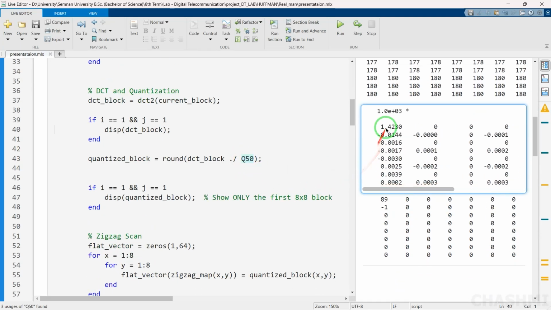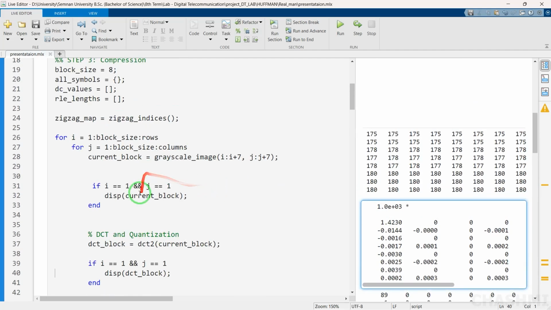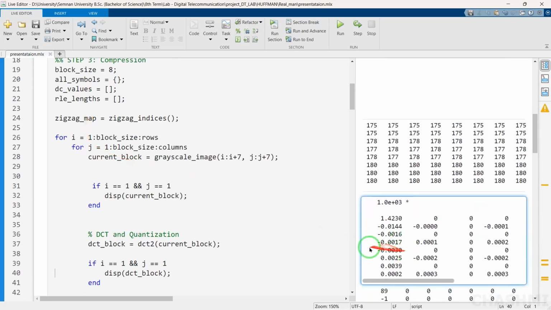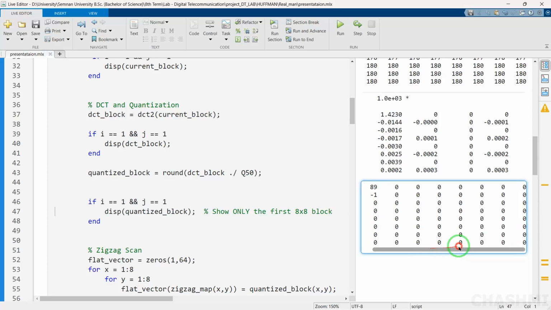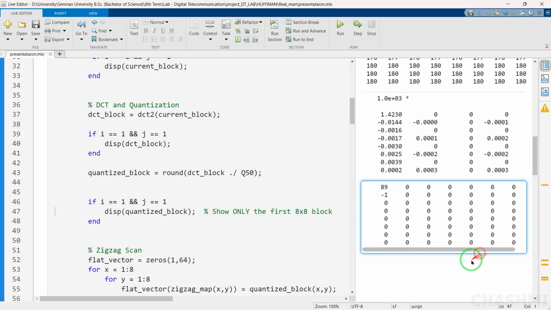So each value over here, for example, this value is 14,230 if you multiply it by this one, and if you divide it with this value, you would get this value. I didn't do the multiplication, so that's the value, whatever it is. But the important part is that the higher frequency is 0 now. And the cooler part is this rounding. This rounding is making the process lossy.